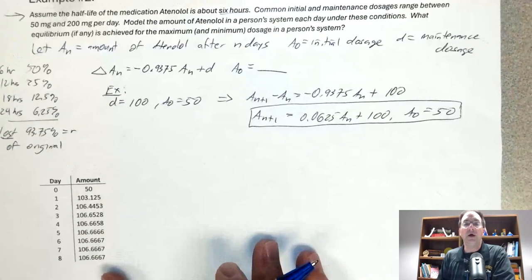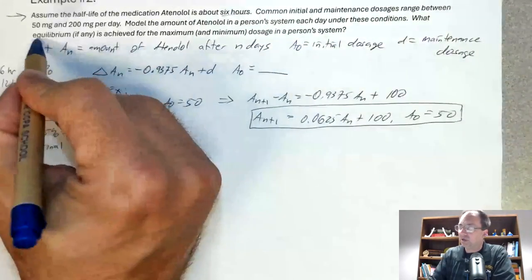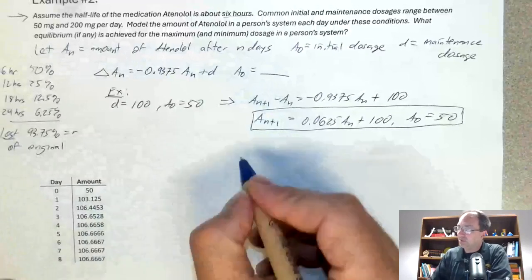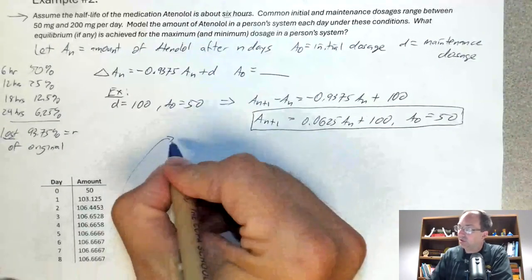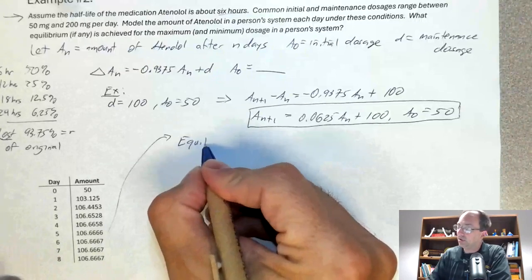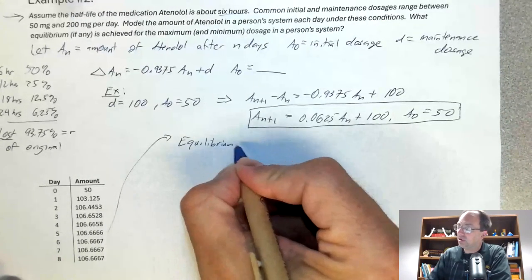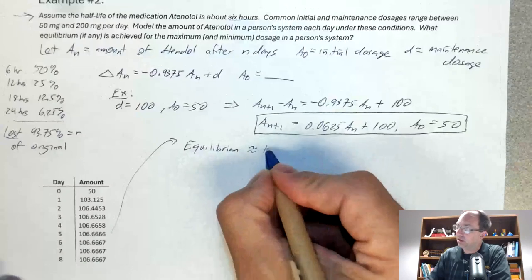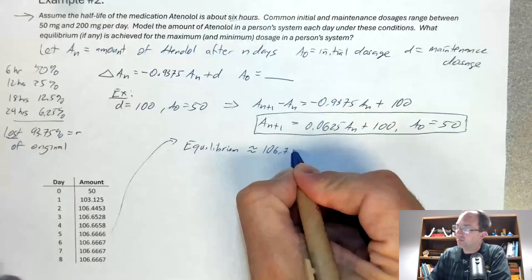And so sure enough, in terms of what equilibrium is achieved, it appears that we're getting an equilibrium of about 107. So the equilibrium is approximately 106.7 milligrams.